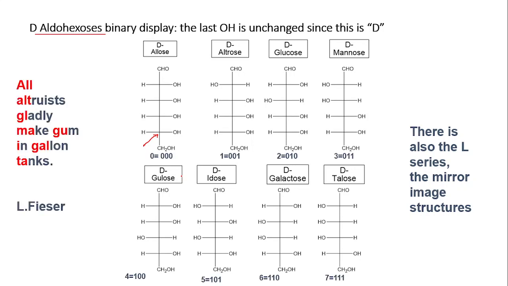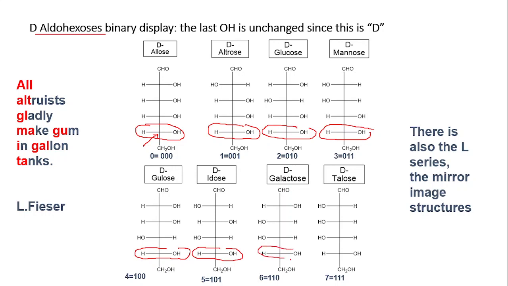There is an easy way to represent and remember this. Let's see what these are. Allose is represented as D 0 0 0 0. This particular carbon is constant for all of them, because all of them are D, with the same configuration. What changes is the other 3 configurations, and this is the way to remember it. Allose 0 0 0 means all of them on the right side.